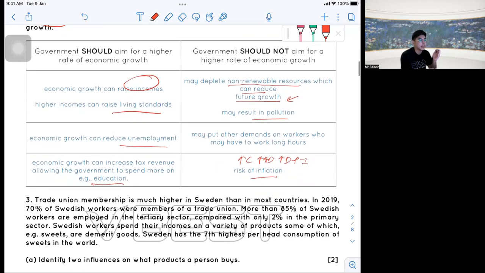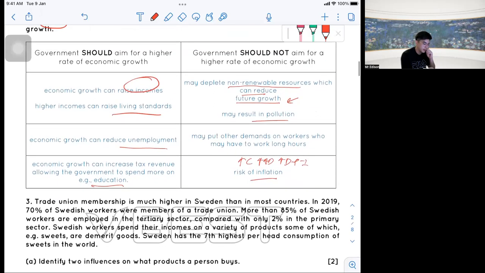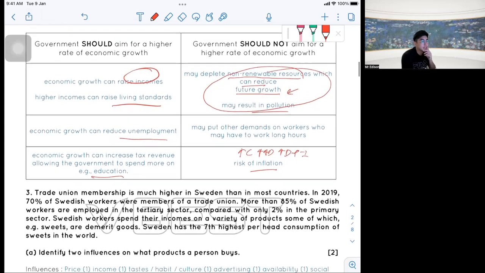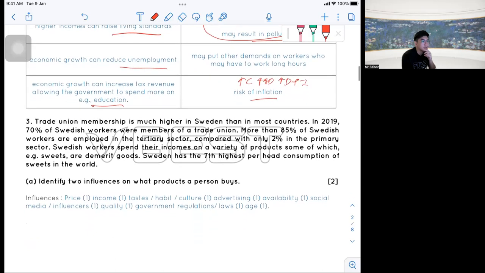And then next one, and again, you guys can read yourself. We should look at it. Identify two influences on what products a person buys. Okay, it's common sense, right? Think about it. What makes you buy stuff? Wait, can I say higher economic growth, increase industrial output, increase pollution, increase negative effects? Yes, increase pollution, yeah, I can say so. Yeah, it's okay. And then, yeah, you have a lot of influence.